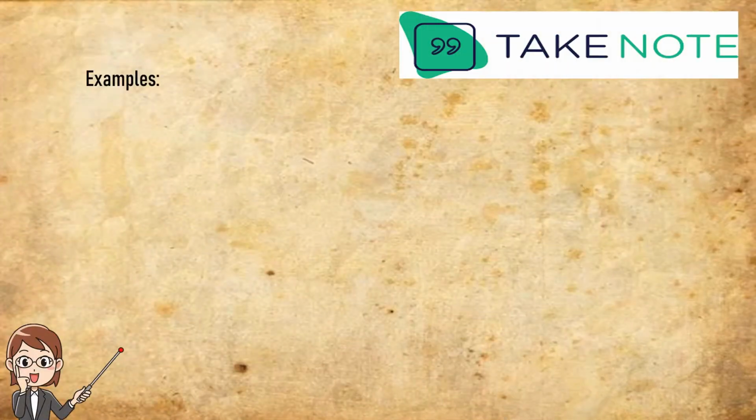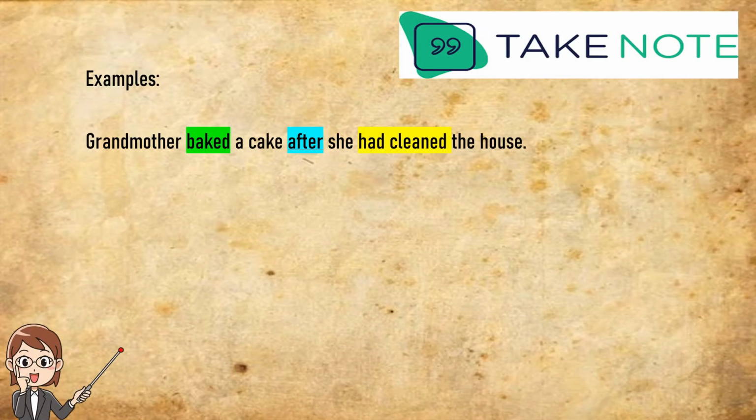More examples over here. First one: grandmother baked a cake after she had cleaned the house. Take note that the time expression used is after, and we know that if after is used, the next verb to it is in past perfect tense, and that is had cleaned. And then the verb in simple past tense is baked. It is a regular verb.